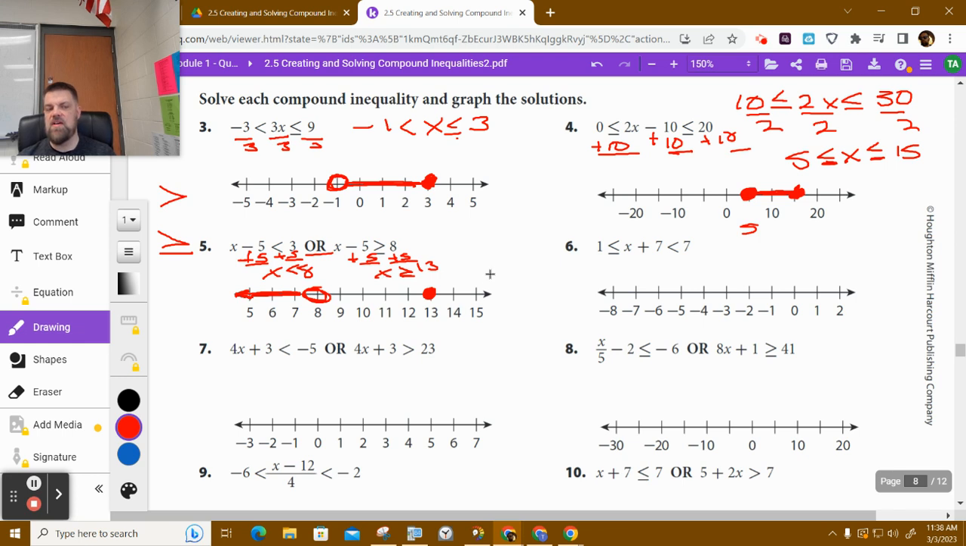X is greater than or equal to 13. What number is greater than 13? 14, 15. Anything to the right, correct? Okay, good job. All right, number 6. Uh-oh. How do I get x by itself?